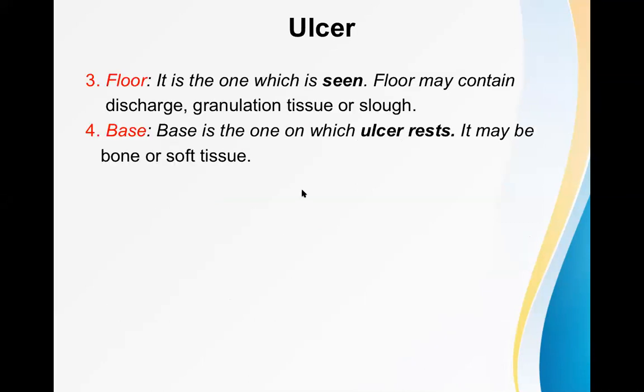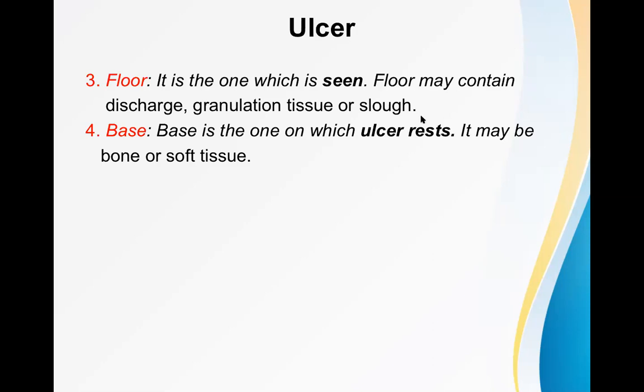Now, after discussing those edges, let's talk about what is floor and what is the base. Floor means it is the area which is seen when we look into the ulcer. We cannot see the base, remember that. Base is the area where the ulcer rests, but we can see the floor. Usually this floor contains discharge, granulation tissue or slough. Slough means some of the tissues are shed there, from the edge or from the floor itself. Usually these are dead tissues. Granulation tissue we already discussed, and discharge: sometimes there is pus, sometimes blood, sometimes some serous type of fluid. So it depends on what is the cause of the ulcer.